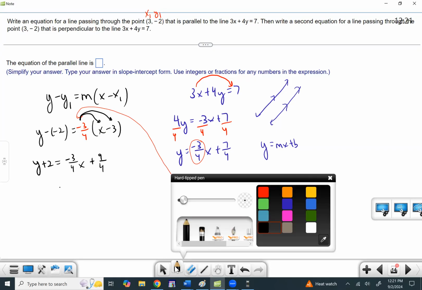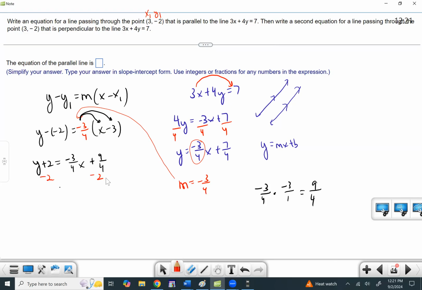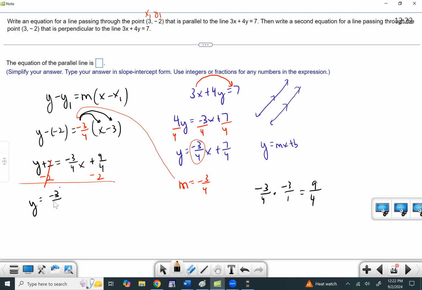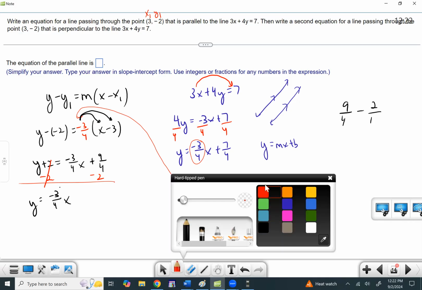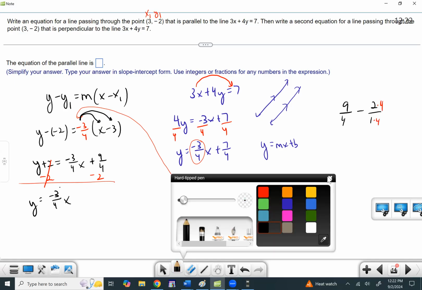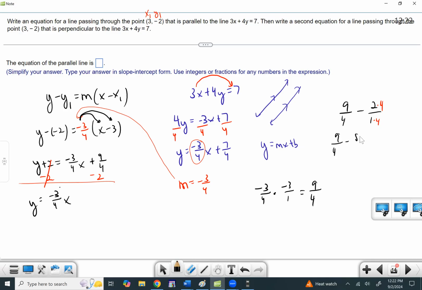The last thing we have to do is subtract 2 from both sides. So we have y = -3/4 x, and now we do 9/4 take away 2/1. You have to have common denominators if you're going to subtract fractions, so I multiplied by 4 on the top and the bottom. I'm really taking away 8/4. So 9 minus 8 is 1, so we get 1/4. That's going to be a plus 1/4.